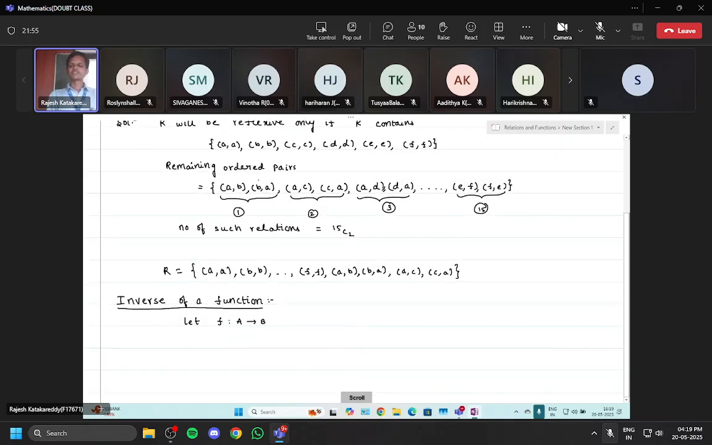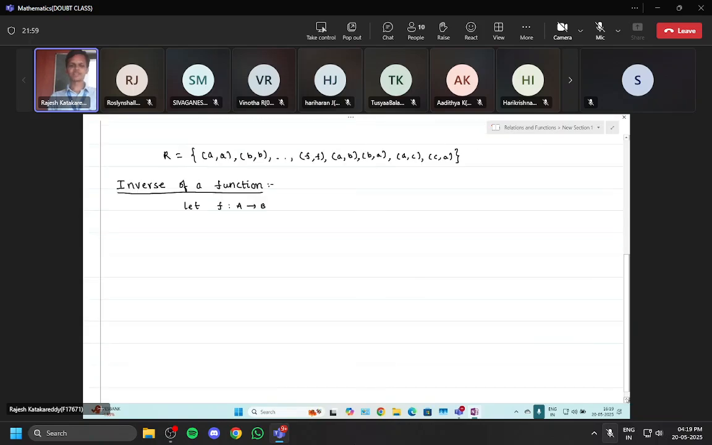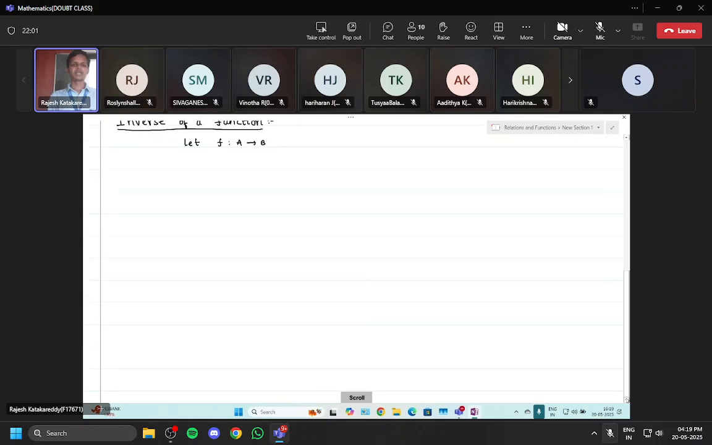So this is the definition for the inverse of a function, not matrix. Let f map from A to B, be a bijective function. If it is not bijective, the inverse does not exist. Right?